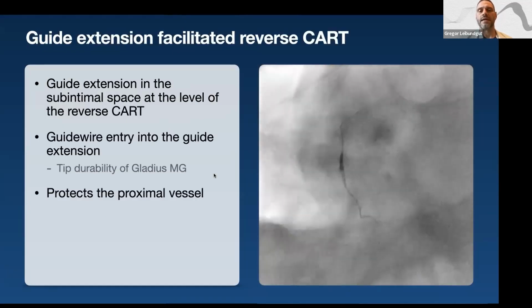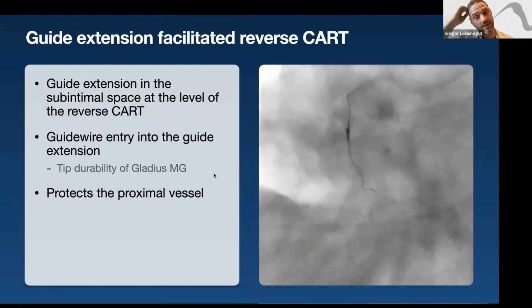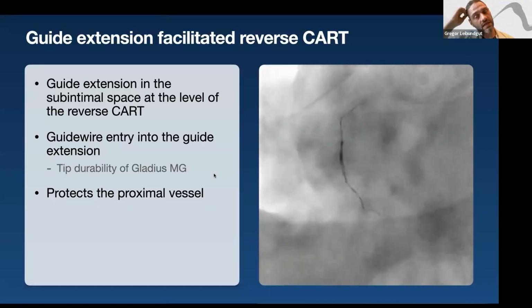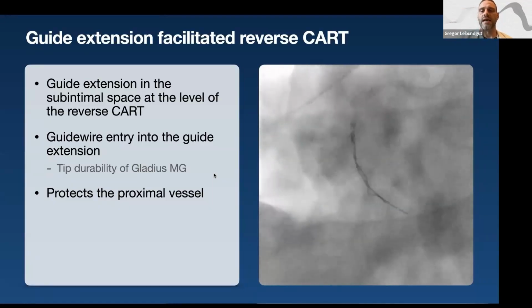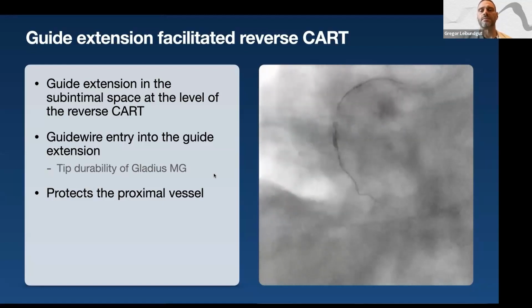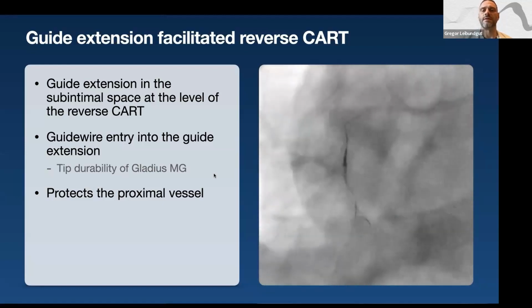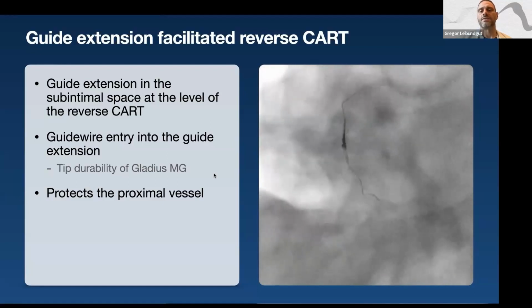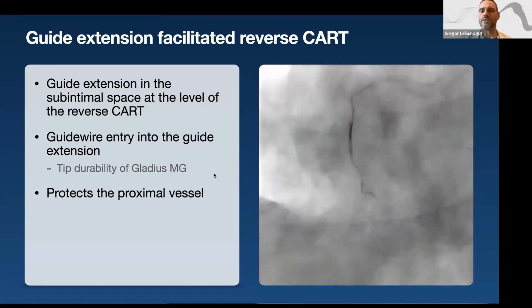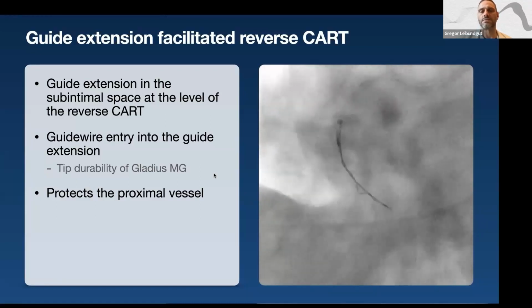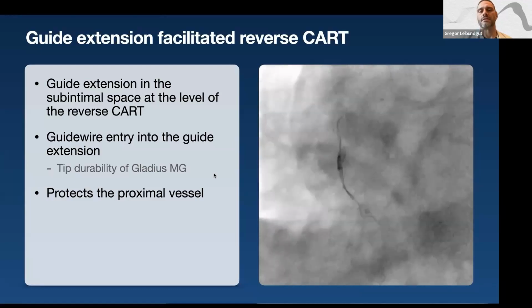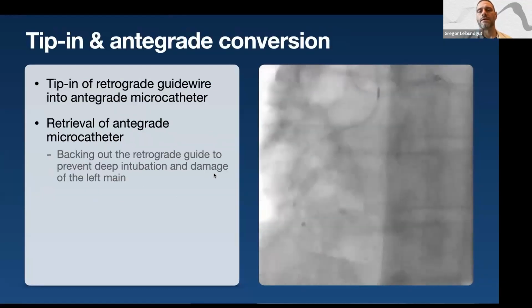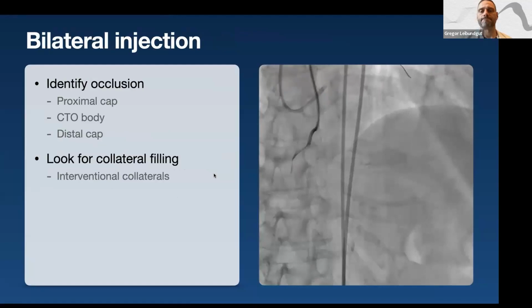And then in the same case, I was doing contemporary reverse CART, so advancing a guide extension. And you can see this is the very same Gladius that I just knuckled up, and it has a very nice tip retention. I just pulled it back and entered into the guide. Then I could even do a tip-in on an antegrade microcatheter with the same knuckle Gladius, which is not possible with any other knuckle wire, and then convert antegradely here and then finish the case.